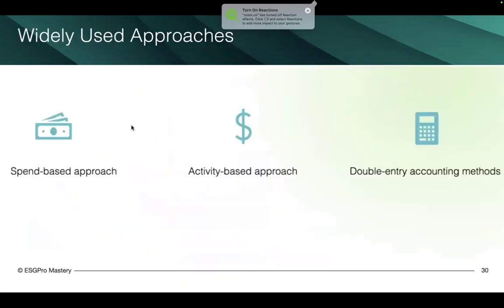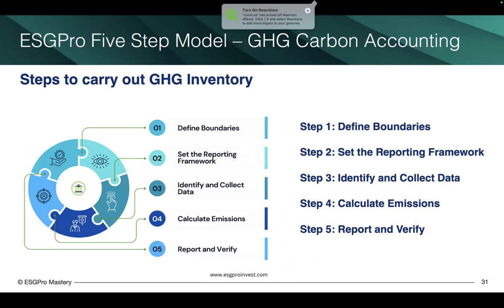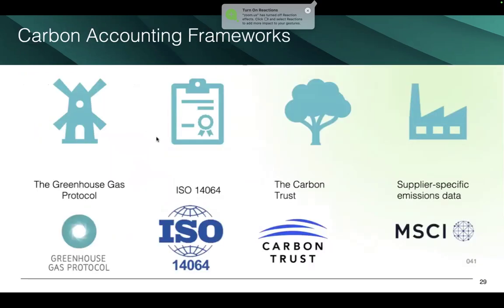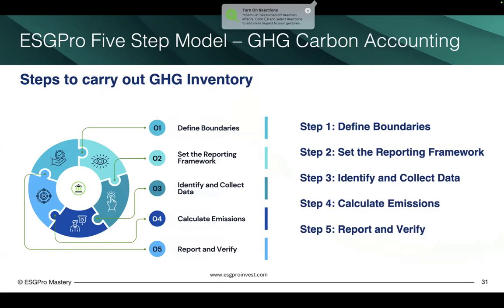So if you remember, we had 5-step model, right? ESGPro 5-step model to carry out GHG inventory. This one. First, define the boundary, organizational, operational. Operational is scope 1, 2, 3, correct? Organizational is equity method, financial control method. Of course, those details we will discuss in 8 days boot camp. Then is setting the reporting framework. Whether you are using GHG protocol, you are using ISO 14064, you are using Carbon Trust, you are using PCAF. There are several now, but the most trusted ones, depending upon the industry again, are PCAF, ISO 14064, and everybody generally uses GHG protocol. Clear? So that was step 2.